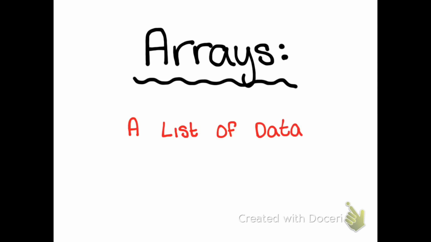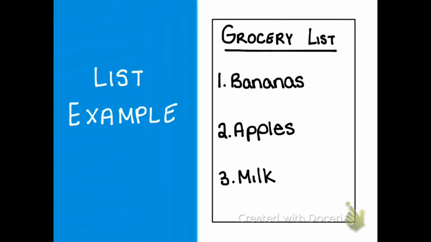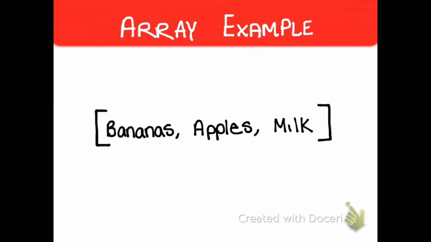Arrays is a name used to describe a list of data. For example, if I have a grocery list with 3 items, bananas, apples, and milk, I can put those items into an array like so. You can use brackets to show each array, and each item is separated by a comma.